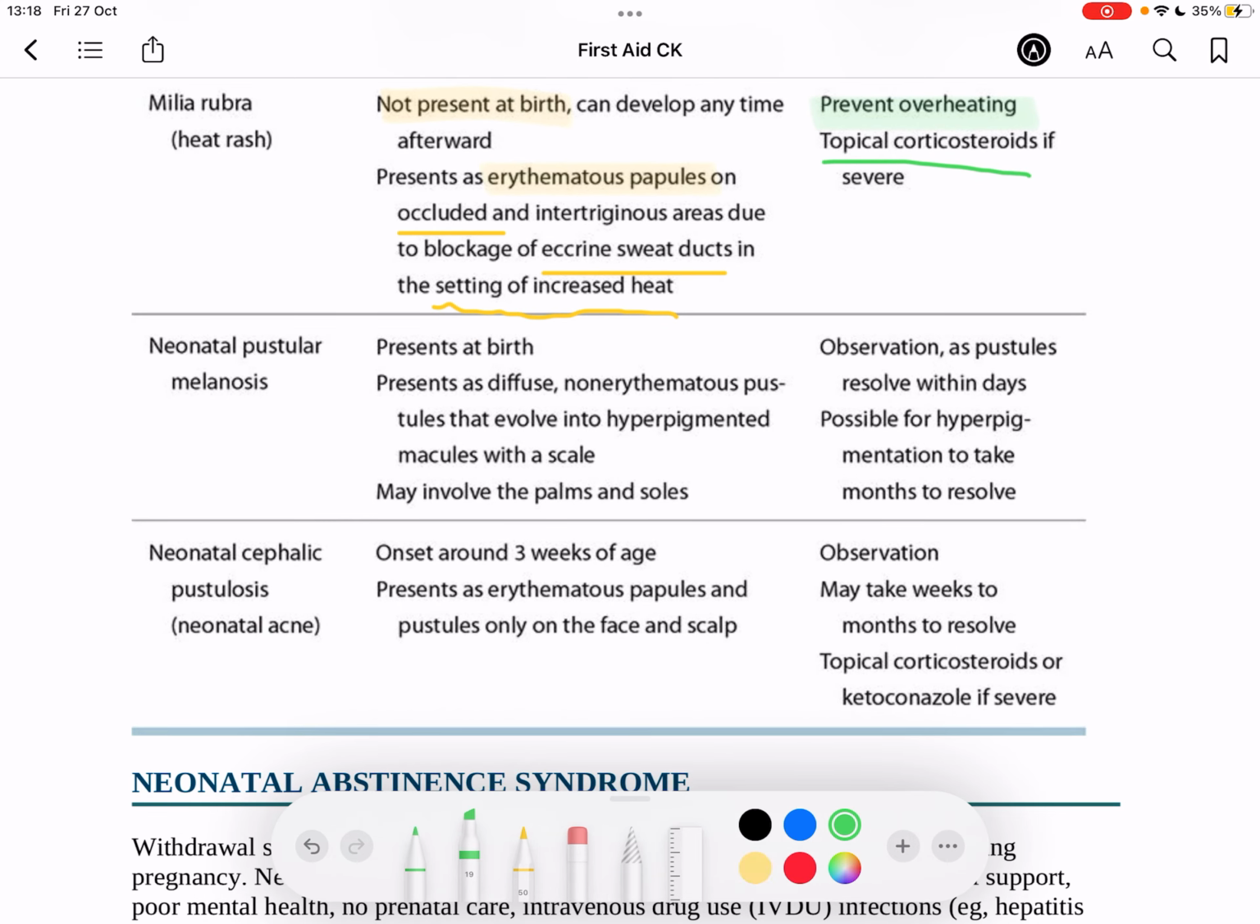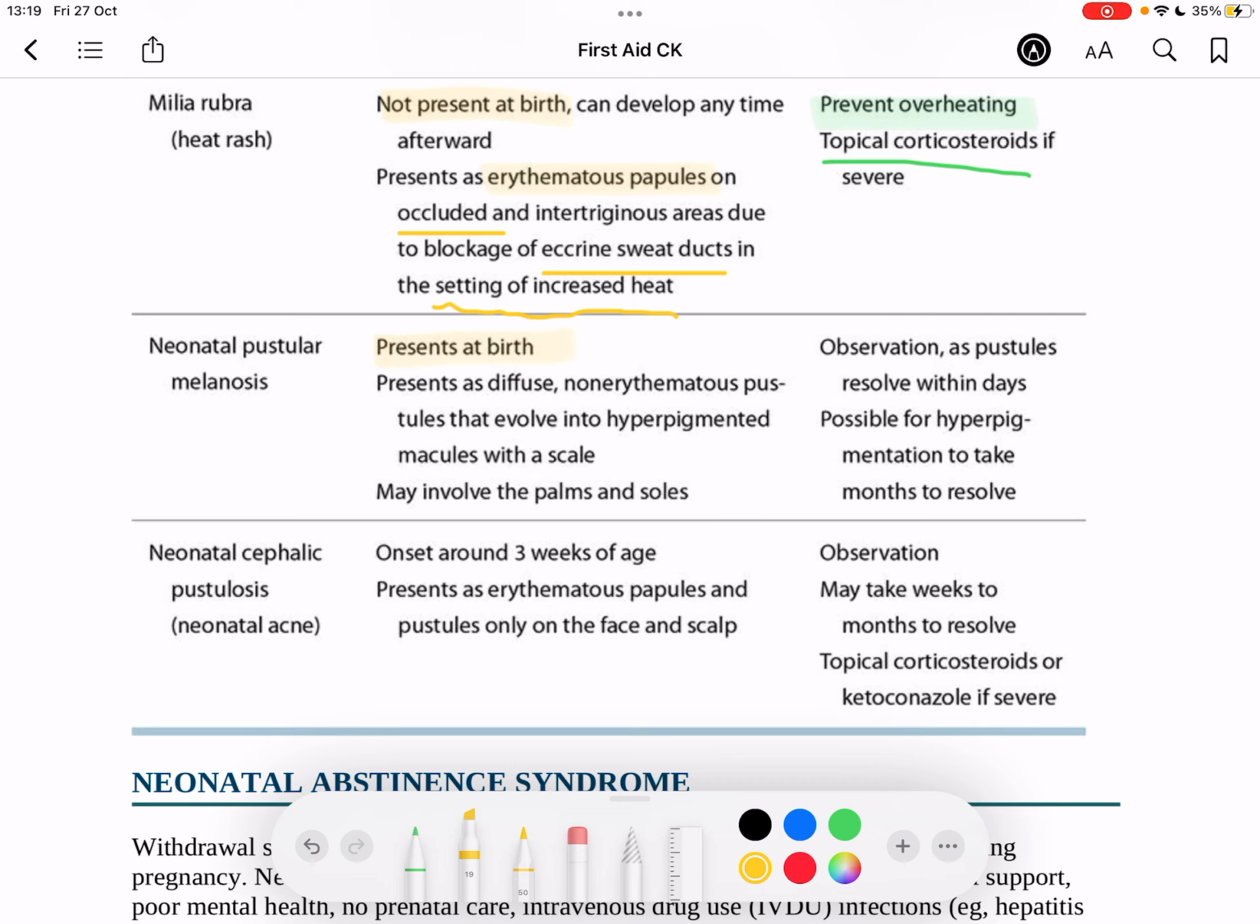We also have neonatal pustular melanosis. This is present at birth, and it presents with diffuse non-erythematous pustules that evolve eventually into hyperpigmented macules with a scale, okay? And it can involve the palms and soles, so the big differential diagnosis there is congenital syphilis, okay?